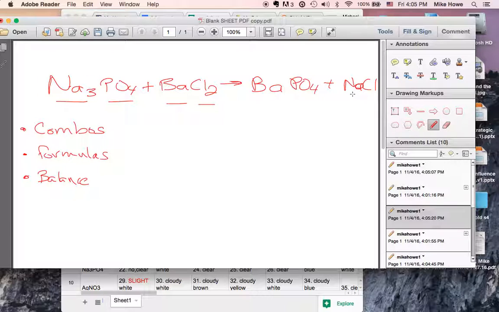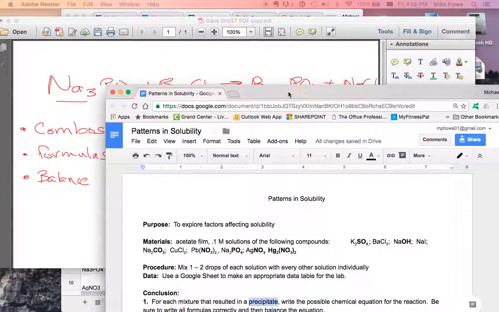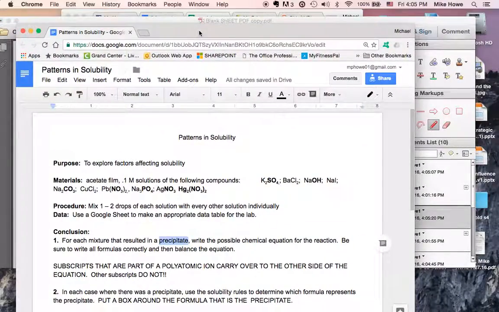So why is that? And here are the instructions for that. It says in bold print, subscripts that are part of a polyatomic ion carry over to the other side of the equation, and other subscripts do not carry over.